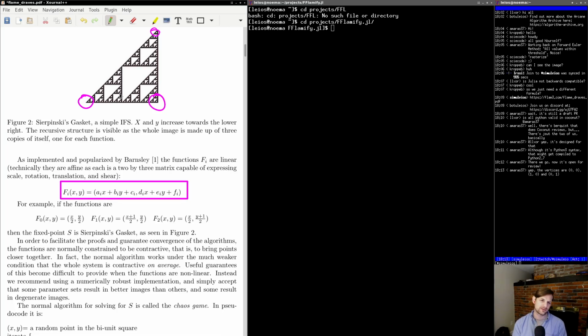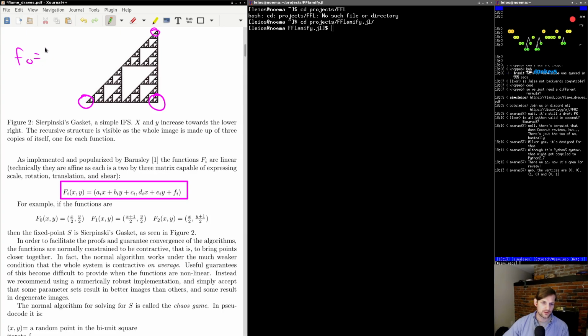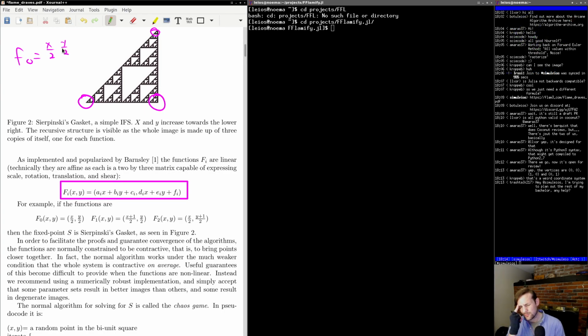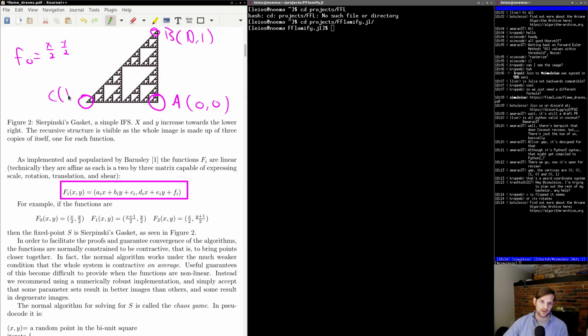Right, but the thing is, this function doesn't make any sense to me, right? It's saying f naught is going to be equal to x over 2, y over 2. Okay, so what does that mean then? That means that your point A here is going to be at point 0, 0. Okay, that's what they're saying. Then your point B up here is going to be at 0, 1. And then your point C over here is going to be at 1, 0. That's all they're saying. It's just the way that they've written this, it's kind of opaque, right? That's the thing. Yeah, it's rotated or something like that, I guess.